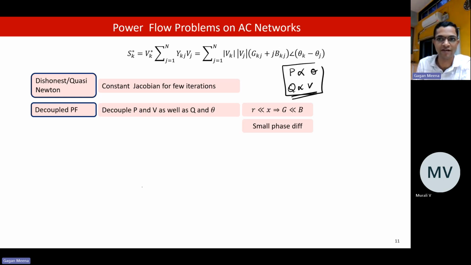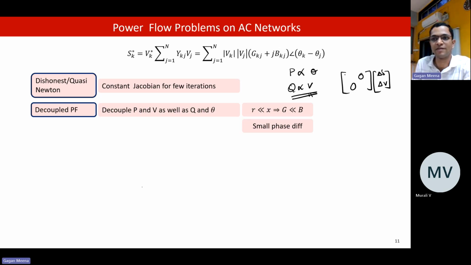This fact we are using, and in the Jacobian matrix, we have delta and V, and this will be delta P by delta delta, delta Q by delta V. So these two sub matrices are zero, and we have to calculate only these two matrices. Earlier we were calculating four sub matrices. Here we need to calculate only two sub matrices. This will reduce the time per iteration.